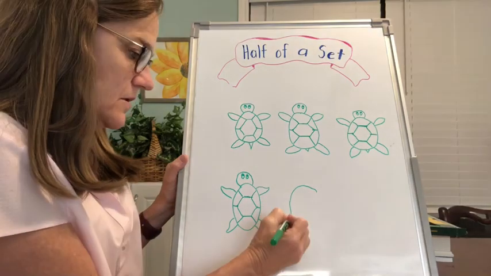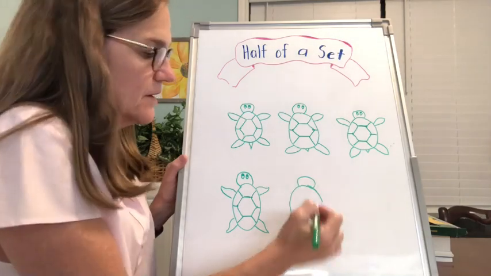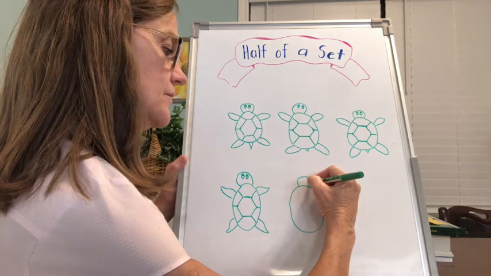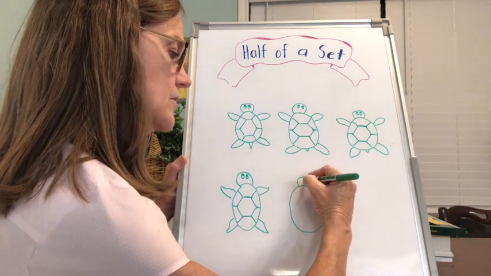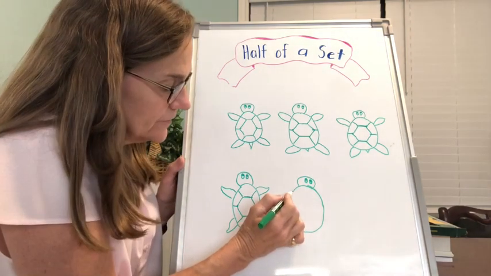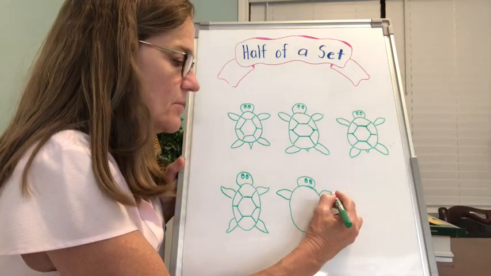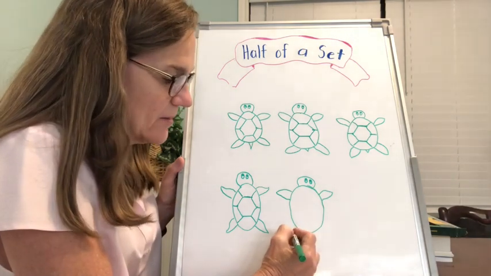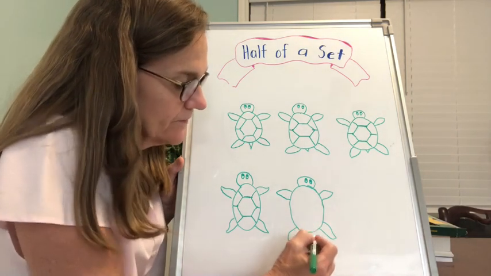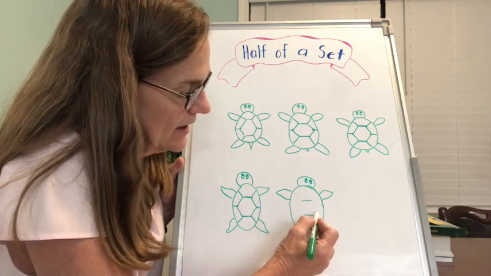Oval, part of a circle. Oval for the eye, and another oval for an eye. Flipper. These don't have to be perfect, you know. We're just trying our best here. A little tail, and a hexagon for the shell.